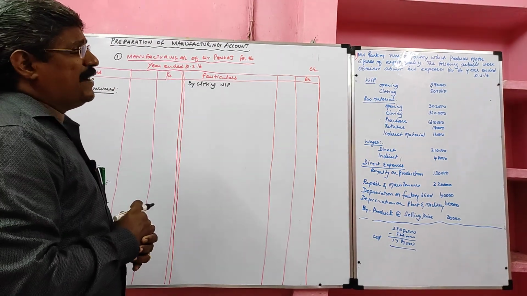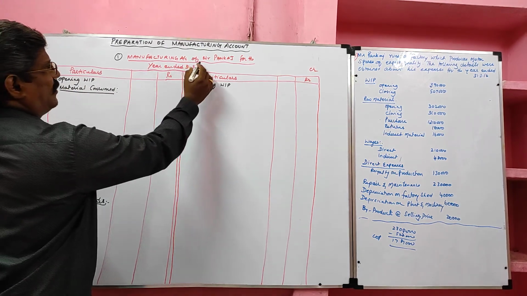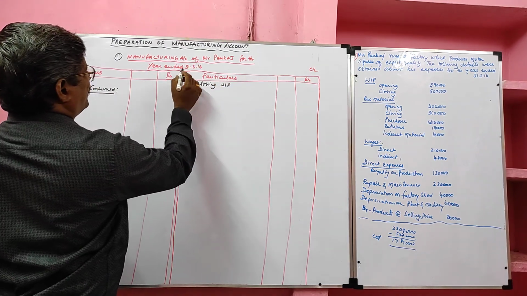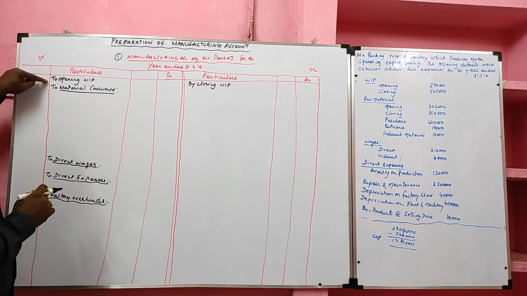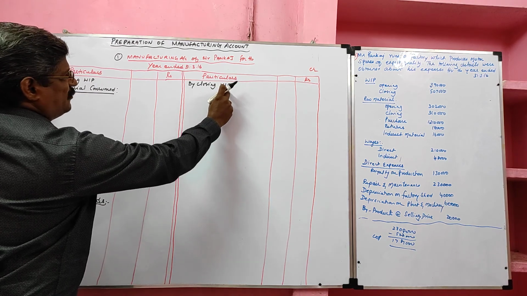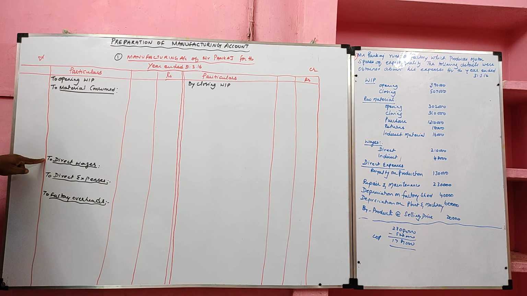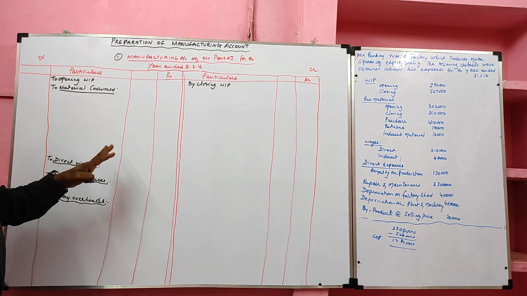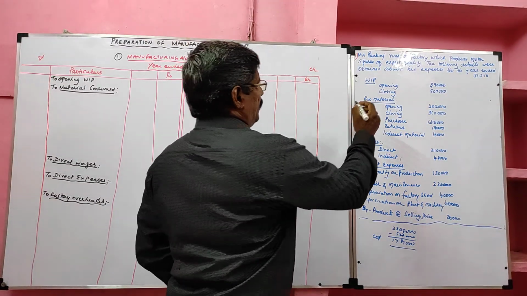Before preparation of the manufacturing account, we have to draw the format. Manufacturing account of Mr. Pankaj for the year ended 31st March 2016. The debit side starts with opening work in progress. The credit side starts with the closing work in progress. Then raw material consumed, direct wages, direct expenses, factory overhead. You have to draw it like this, then only we can solve the problem very easily. Now look at the problem.